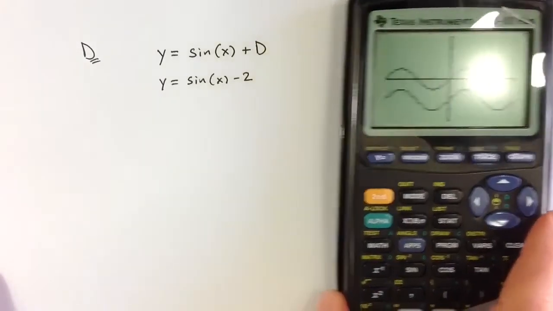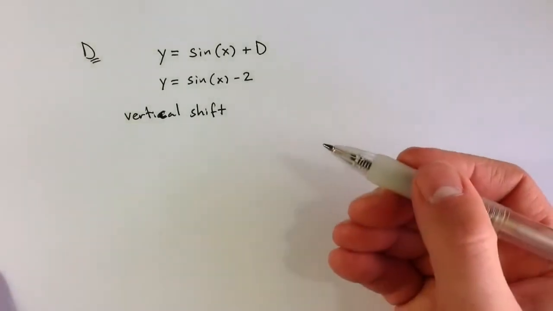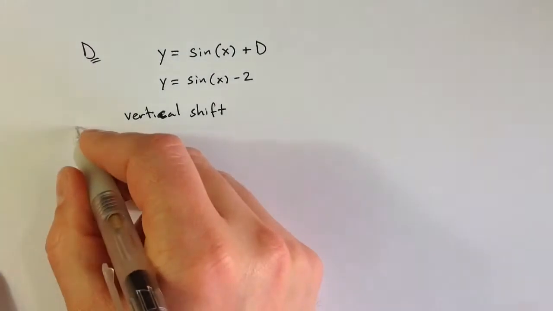So d introduces a vertical shift. If d is positive, it's going to shift the graph upward. If d is negative, it's going to shift it downward.